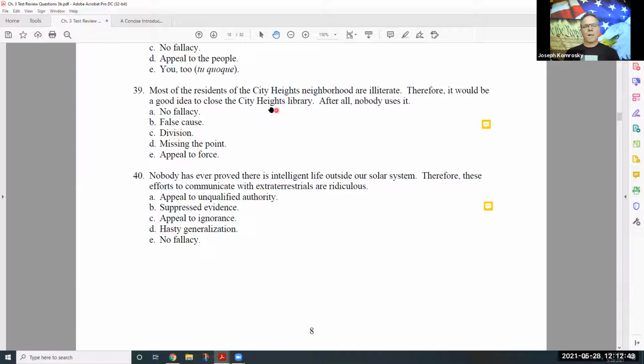It doesn't follow. Okay, so most of the residents are illiterate. That's not making fun of them. It's just an objective fact: they can't read. Therefore, it would be a good idea to close City Heights Library. No. That's missing the point.